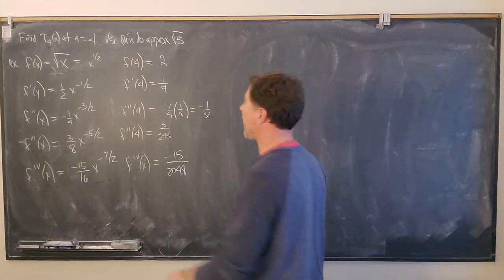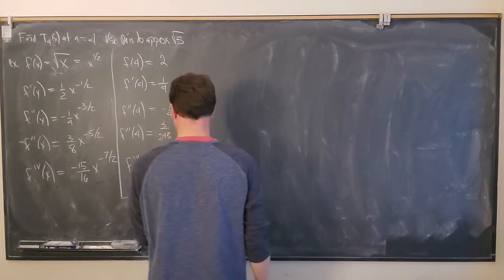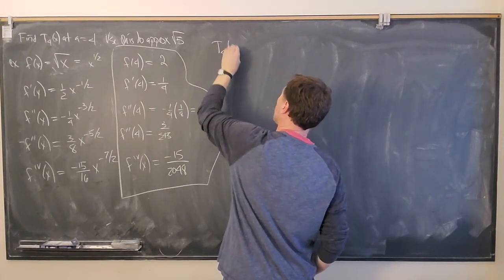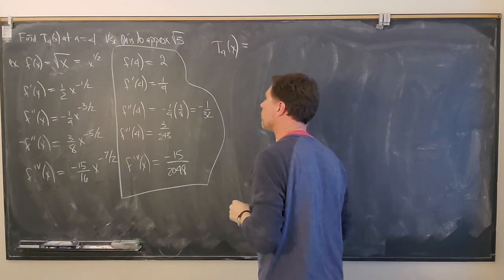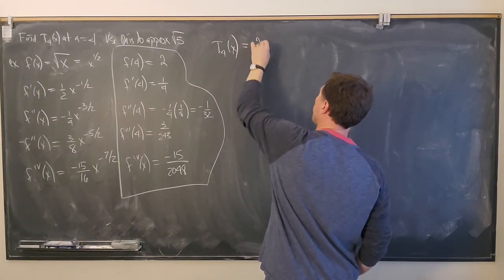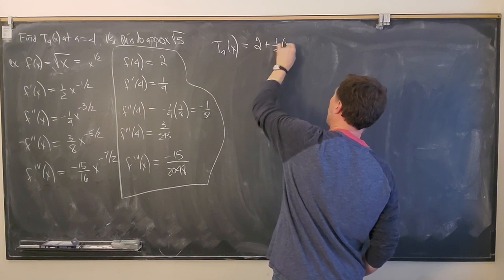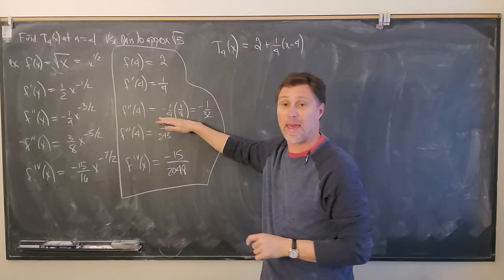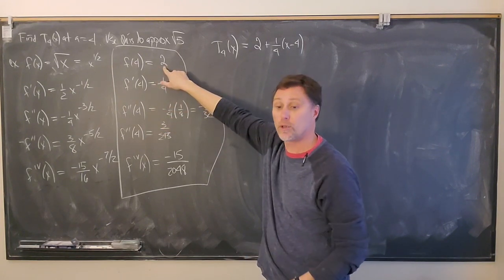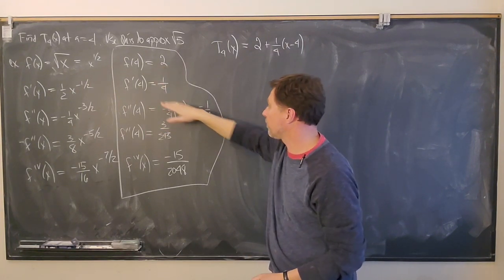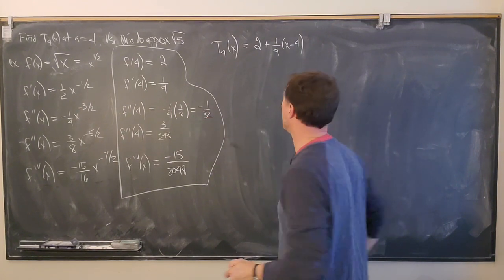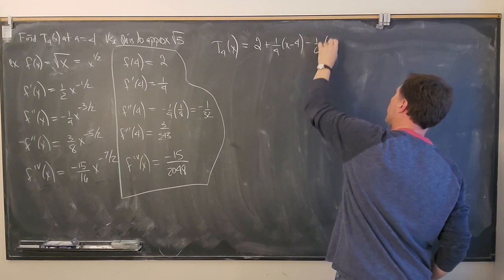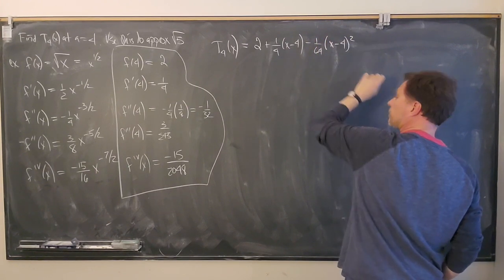Once we have this list, we can write down our Taylor polynomial. So T sub 4 of x is going to be 2 plus 1/4 times (x minus 4). Now remember, you divide each coefficient by n factorial. We divided this one by 0 factorial, that one by 1 factorial, and the next one we need to divide by 2 factorial. So this will be minus 1 over 64 times (x minus 4) squared.